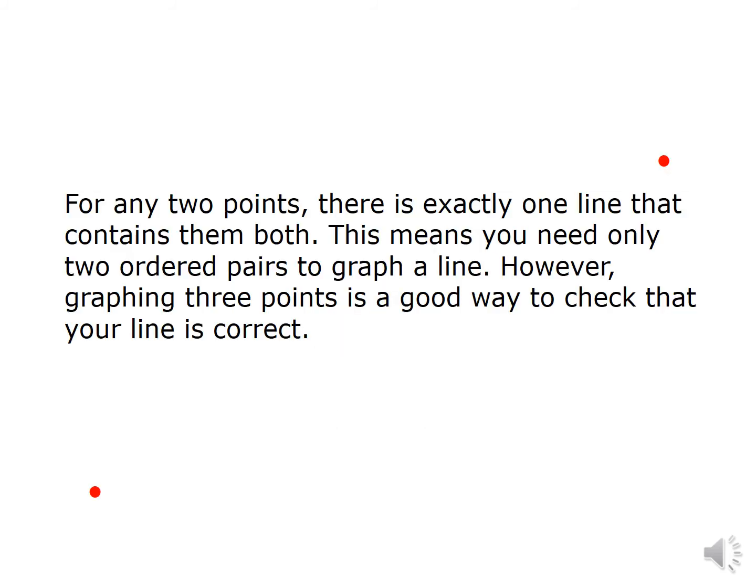For any 2 points, there is exactly one line that contains them both. This means that you only need 2 ordered pairs to graph a line. However, graphing 3 points is a good way to check that your line is correct, because if you accidentally graph one incorrectly, you'll know that it doesn't match up on all 3, and you'll know that one of your points is incorrect. So 3 points is best.